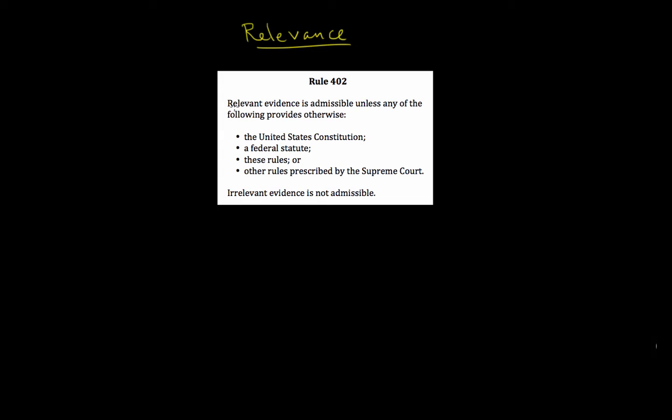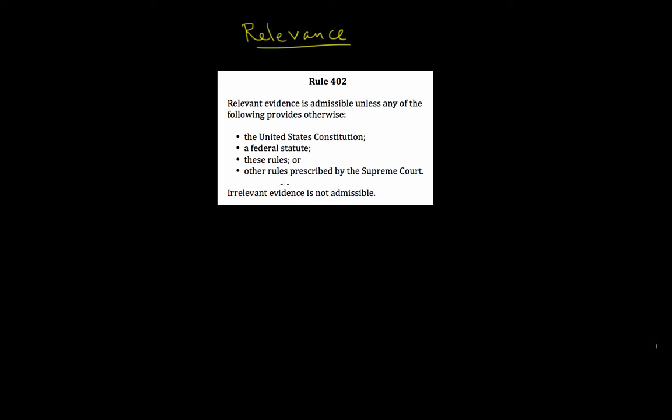It says that relevant evidence is admissible unless any of the following provides otherwise: the United States Constitution, a federal statute, these rules, meaning other rules in the Federal Rules of Evidence, or other rules prescribed by the Supreme Court. And irrelevant evidence is not admissible.